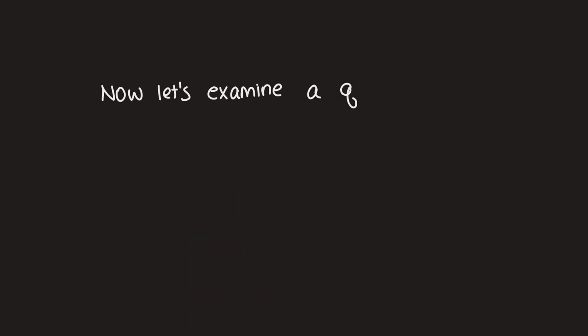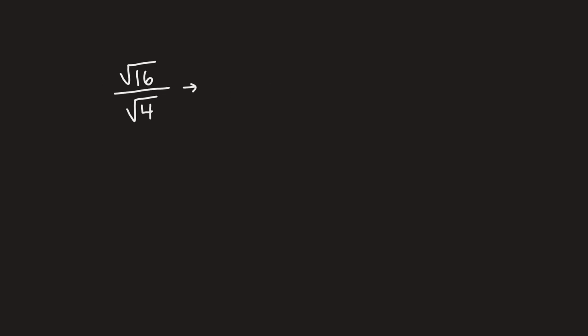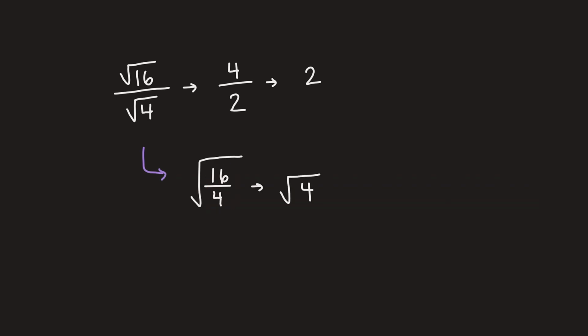Okay, now let's examine a quotient of square roots. So consider the square root of 16 over the square root of 4. The square root of 16 is 4, and the square root of 4 is 2, and we get 4 over 2. This fraction reduces to 2. And notice that we can get the same result if instead we took the quotient of the radicands first, and then the square root. We would also get 2.